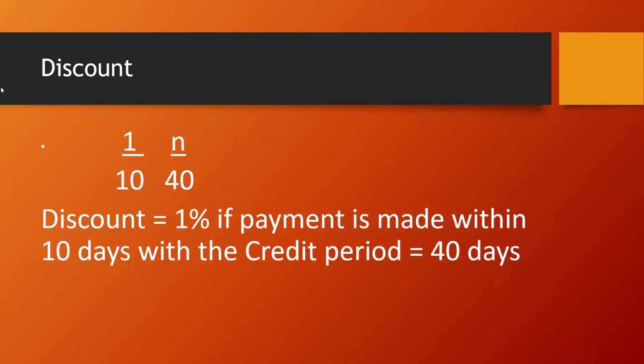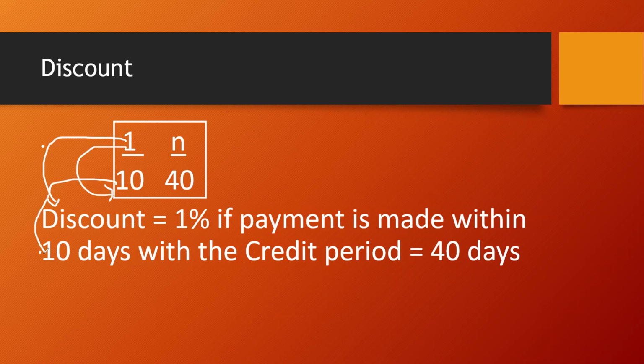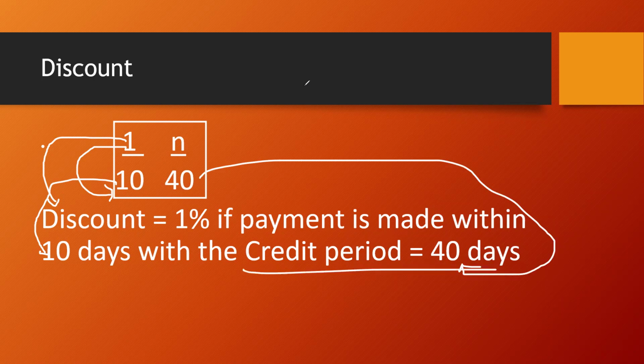So the thing is 1/10, n/40. How to read it is simple. The one is nothing but the discount. So it is a 1% discount if you make the payment within 10 days. Or else, without anything, you make the payment after 40 days. The credit period is 40 days. They are giving you 40 days, but they are asking you to make the payment within 10 days.